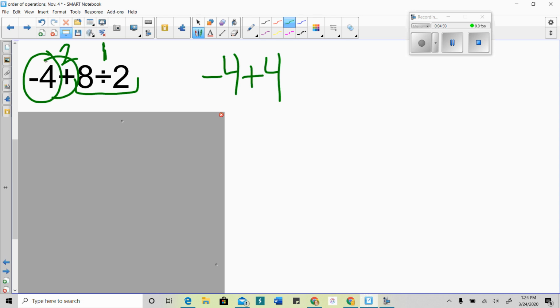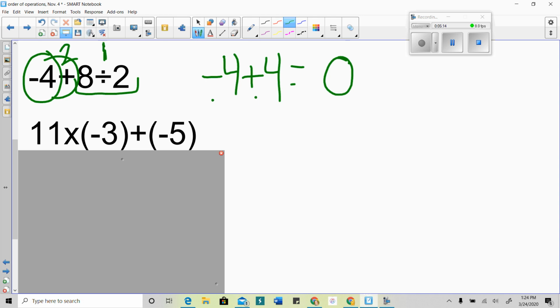So now I have -4 plus 4. So the two signs on those are different. So because they're different, we're going to subtract and get the difference. 4 minus 4 is 0, and 0 is neutral. It's neither positive nor negative, so we're just going to leave that alone there. Okay, so getting ready to set up your next problem here.